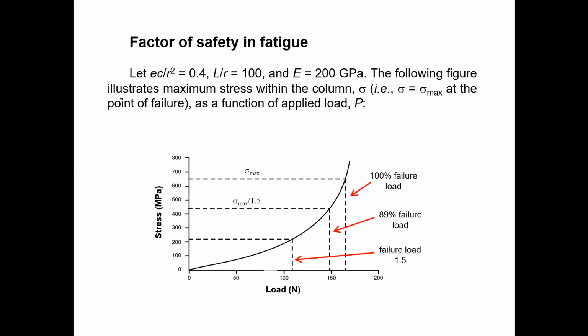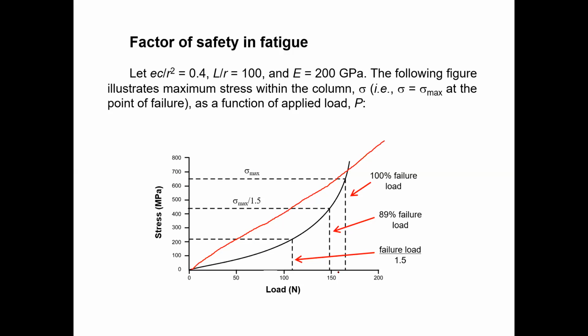And the following figure illustrates the maximum stress within the column. You can see the load versus stress relationship. So it is non-linear. If it were linear, it should be like this. But it is non-linear, you can see. Even though the load, if it is 50 Newton, you can get the stress with this curve, and if it is 100, up to somewhere here it's a little bit linear, but you can see this is the failure load. Okay, sigma maximum is the failure, so 100% failure. Assume this is 165, so it is around 650, something like that, assume.